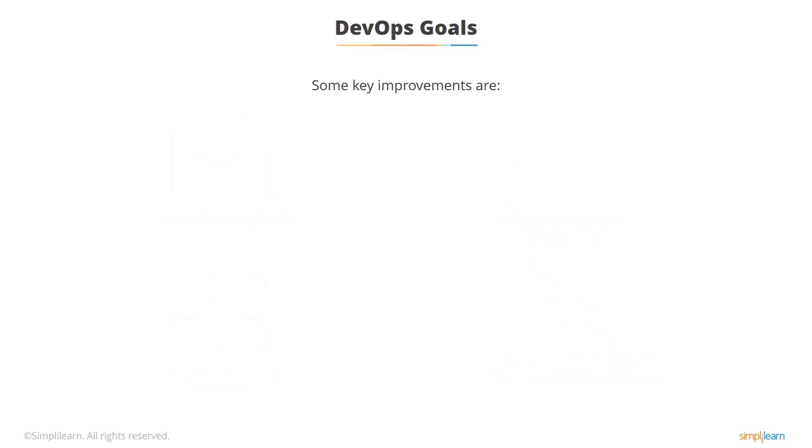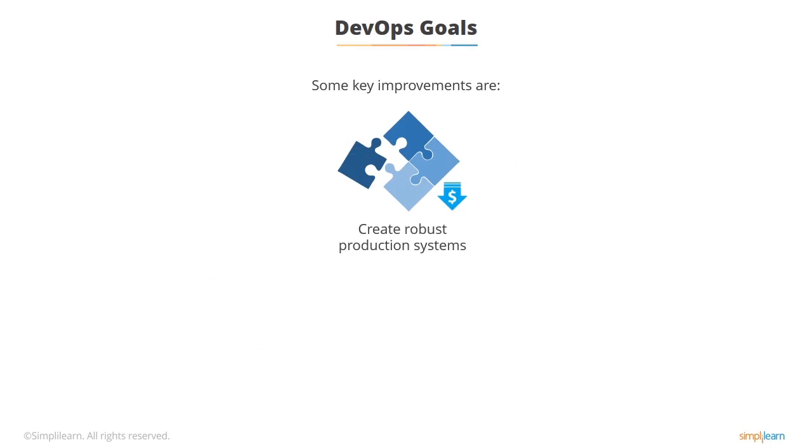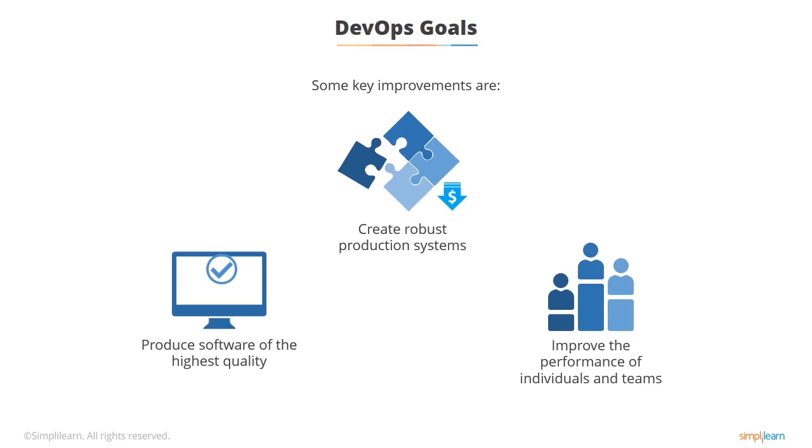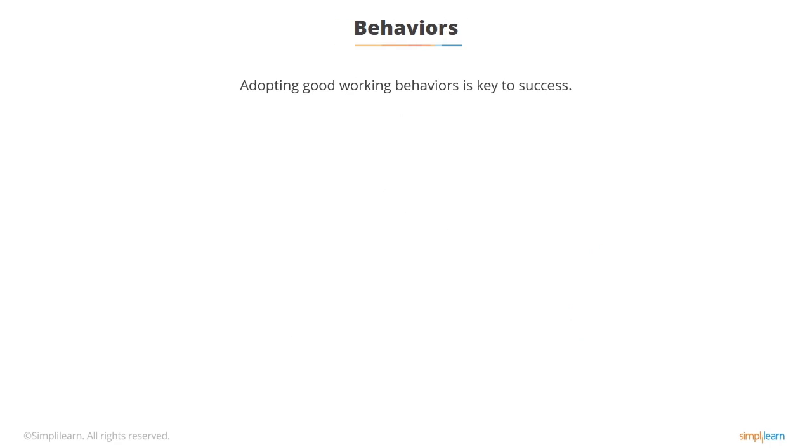We need to have really robust production systems which have very low maintenance costs and are very, very reliable. We also need to produce software to the highest possible quality. And to achieve this, we need to improve the performance of the individuals and the teams and how they work together. Now, part of the process of improvement is changing the way people work.